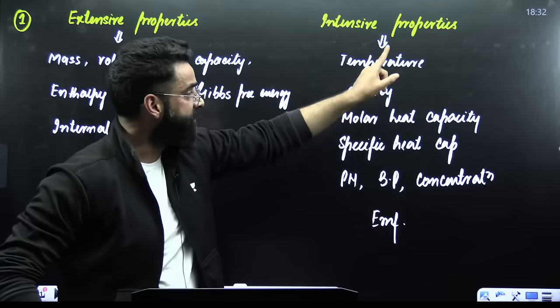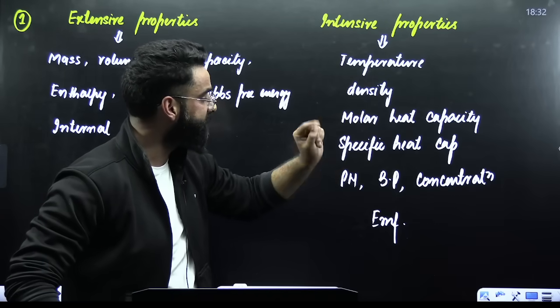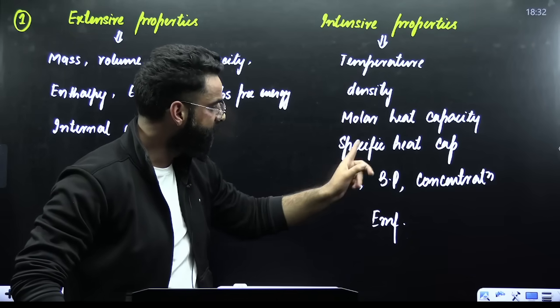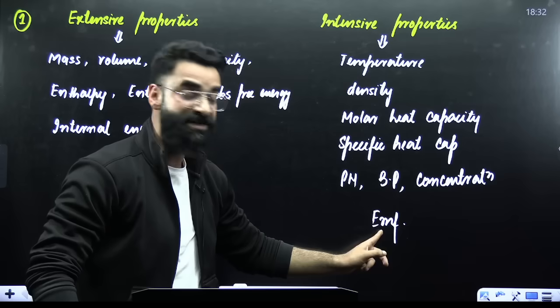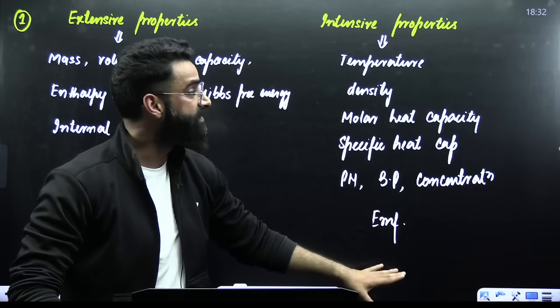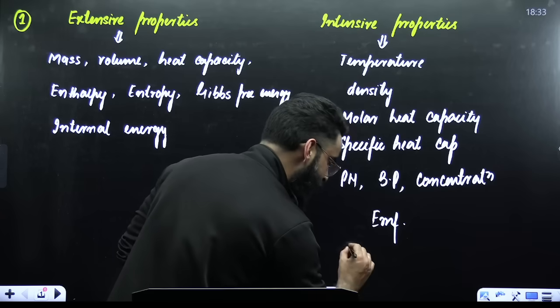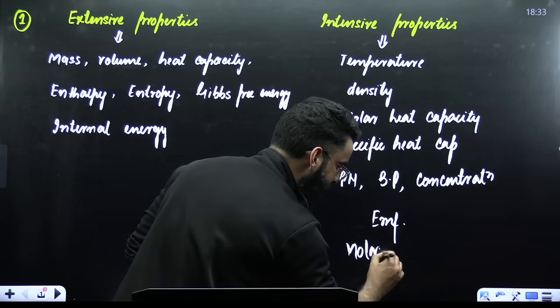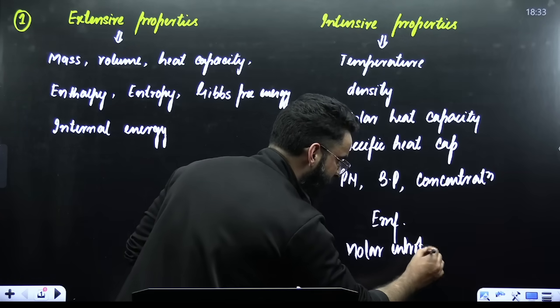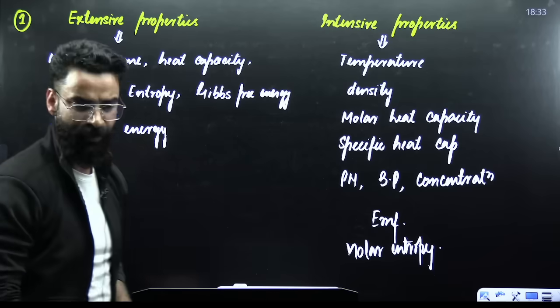Similarly, intensive properties: temperature, density, molar heat capacity, specific heat capacity, pH, boiling point, concentration, as well as EMF of the cell. These are the examples of your intensive properties, right? Similarly, I'll add one more term here: molar entropy. Molar entropy is again one of the important examples of your intensive properties.